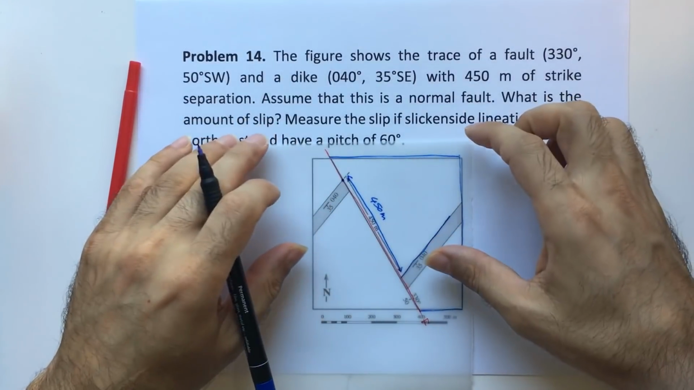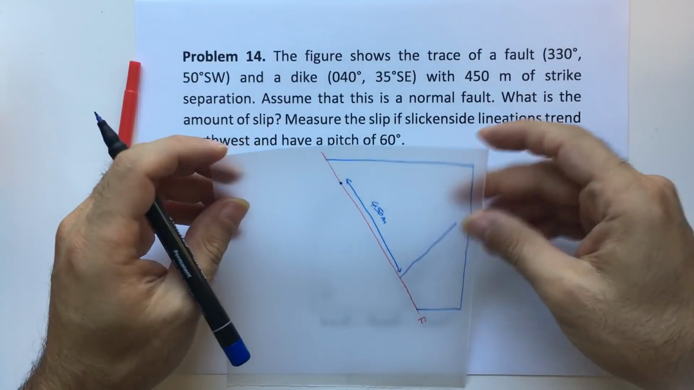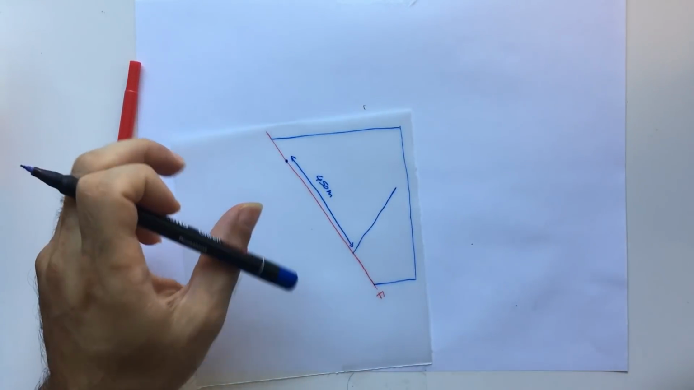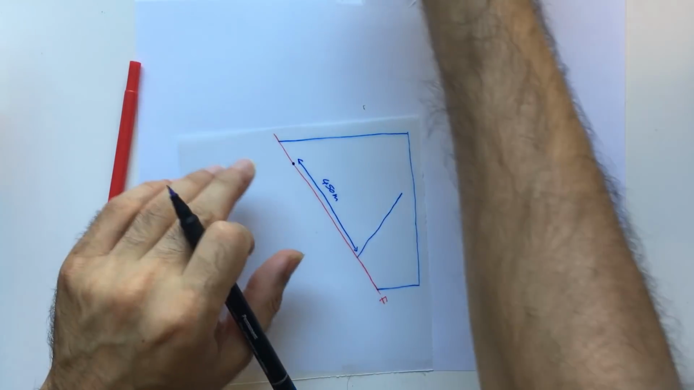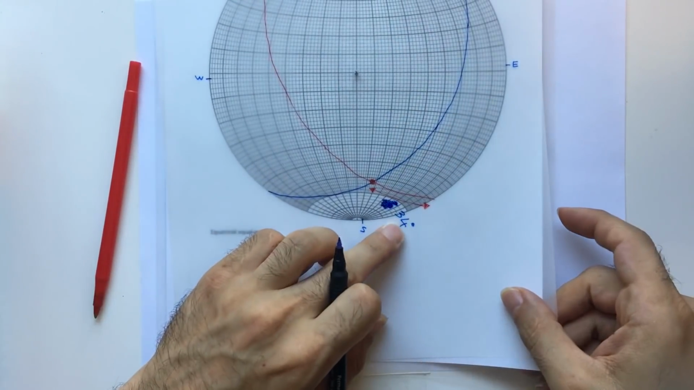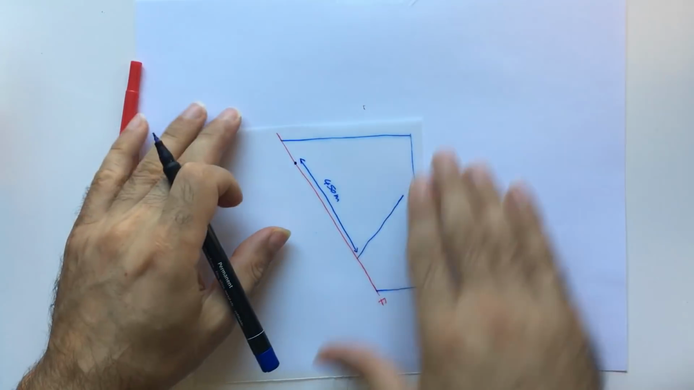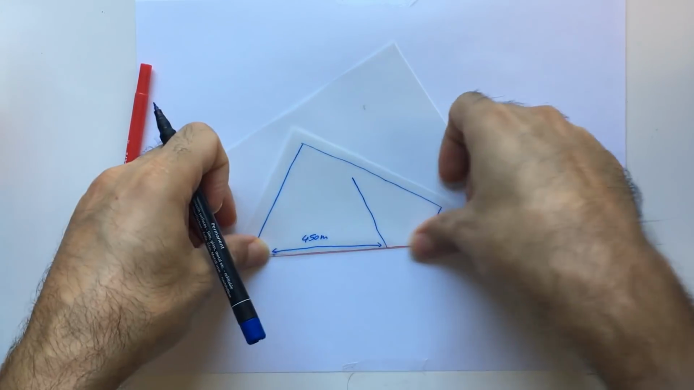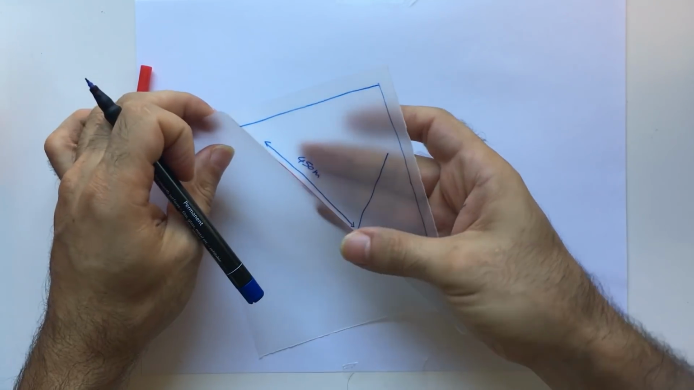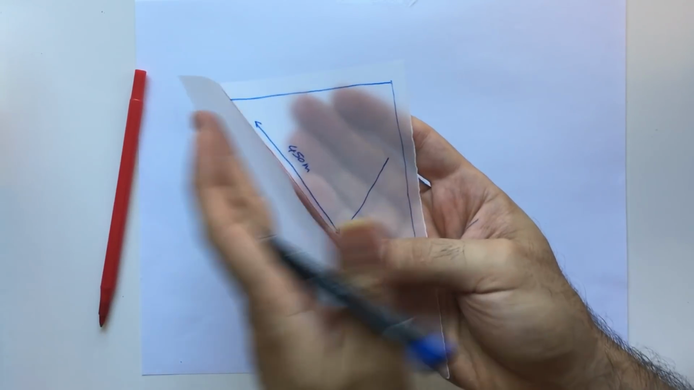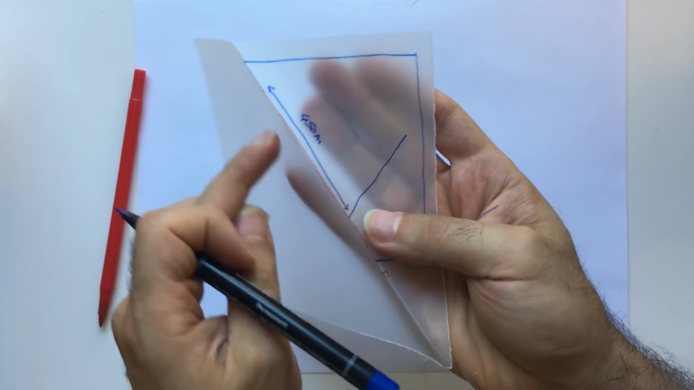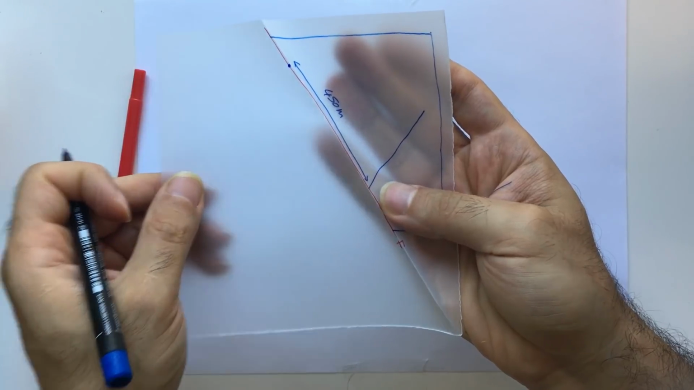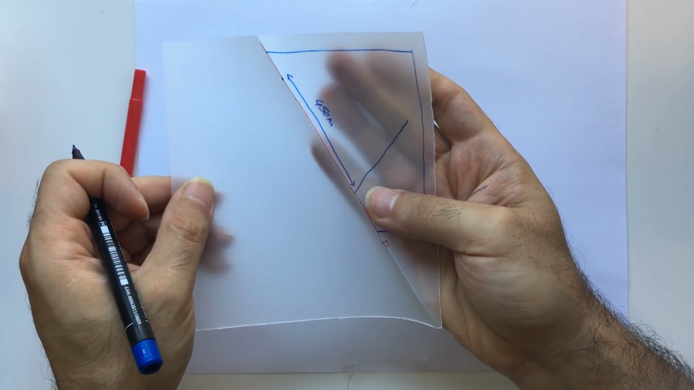If you remember, this is all we need from this map. We had this angle, right? So I fold my vellum paper. This is the map view, and this is the fault plane, and there is an angle that I measured here. If I write anything here or show any angle here and unfold this, it's not going to change. So let's do that.